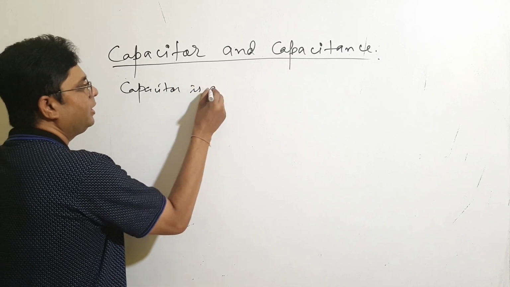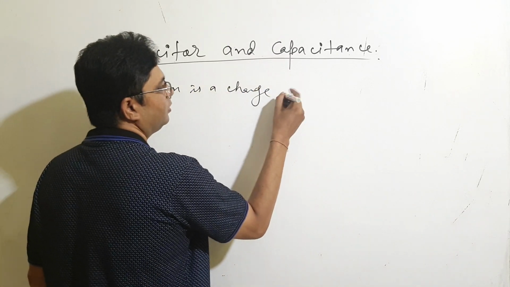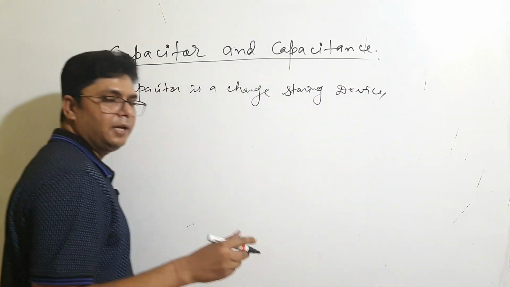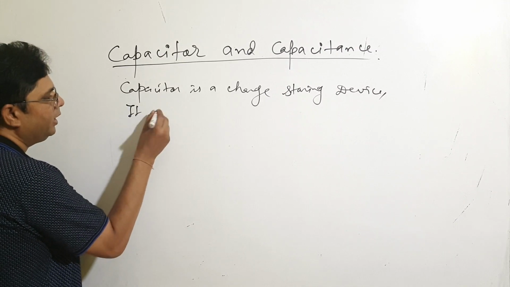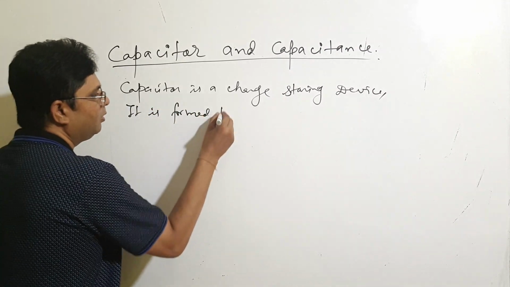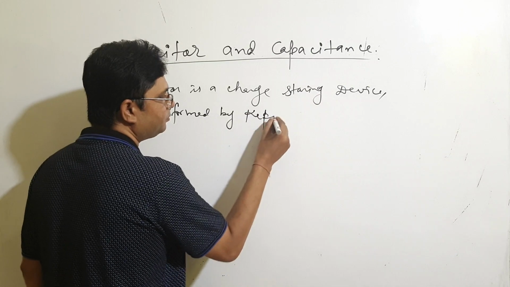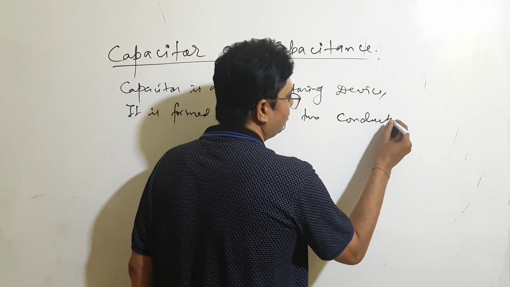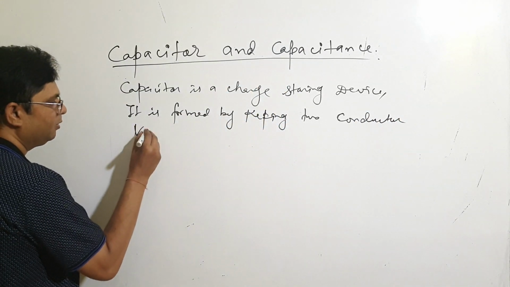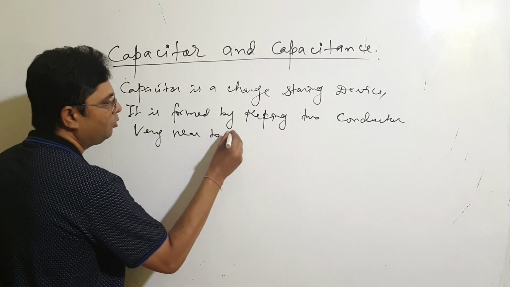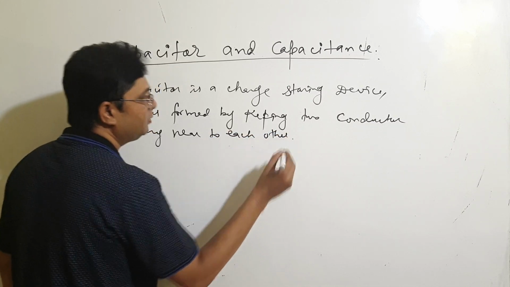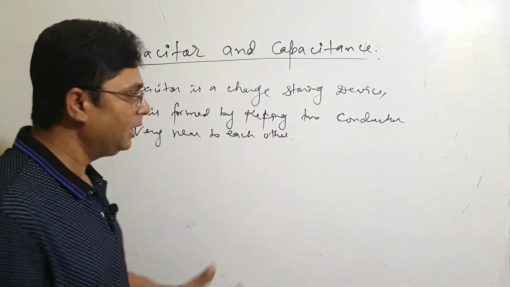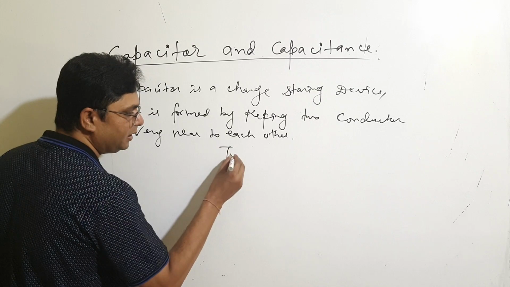Capacitor is a charge storing device. It is formed by keeping two conductors very near to each other. This means that if you want to form a capacitor, then you have to put two conductors very near to each other. So there are types of capacitor.